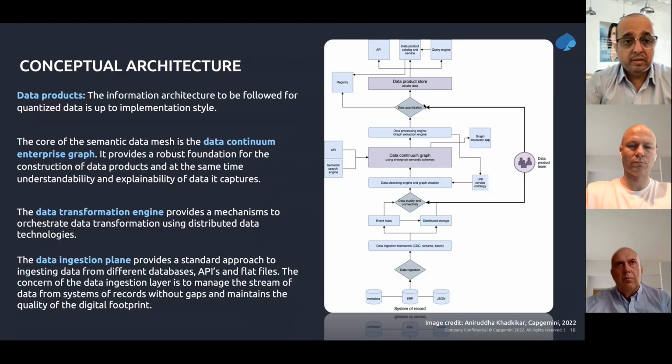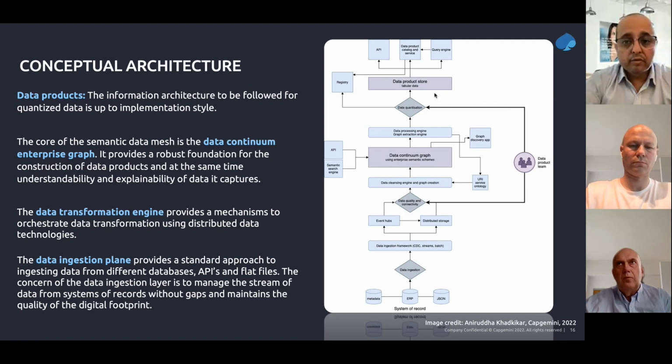So conceptually, we look at the whole semantic data mesh pattern as having different planes. So you have a data ingestion plane, wherein the concern of that plane is to be efficient at data acquisition from source systems. Then you have distributed transformation engines in this architecture, which help in cleaning and preparing data in order to populate both the data continuums as well as build data products in the quantization layer at the top.